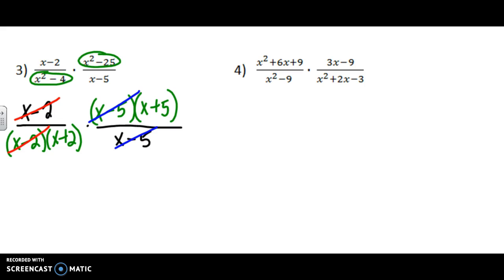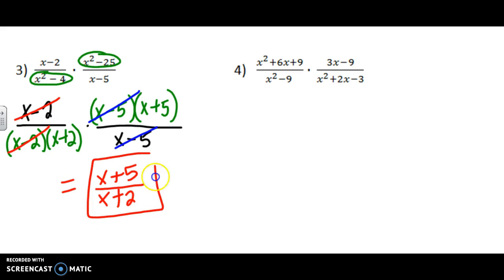So all in all, that gives me x plus 5 left in the numerator and x plus 2 in this denominator. And that's my answer.